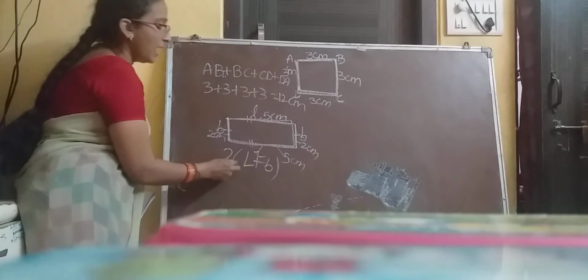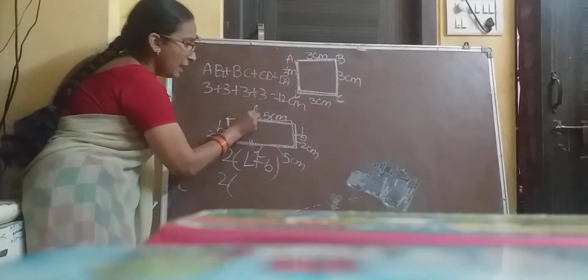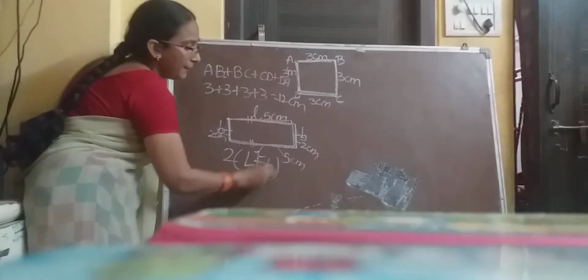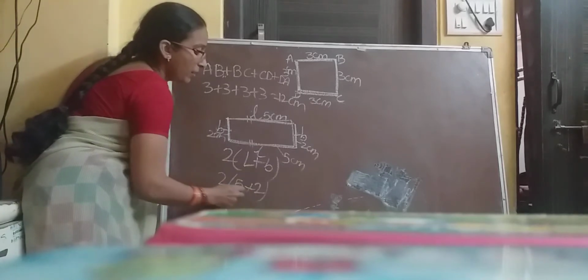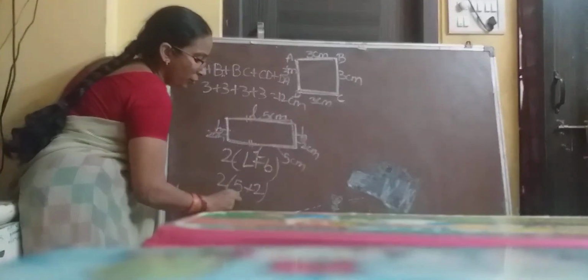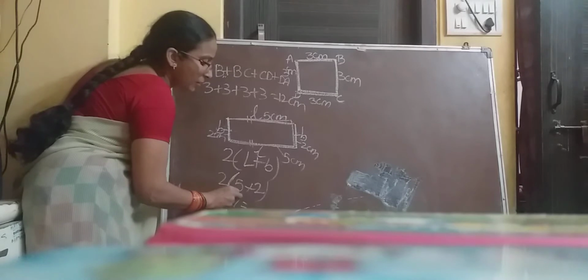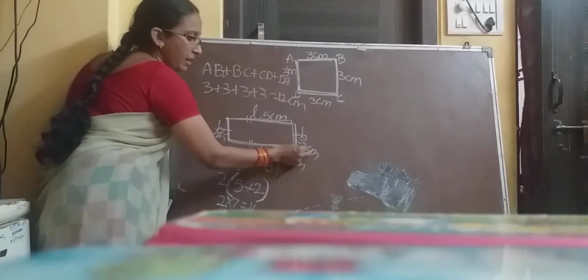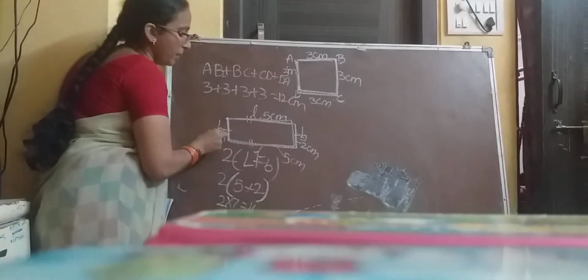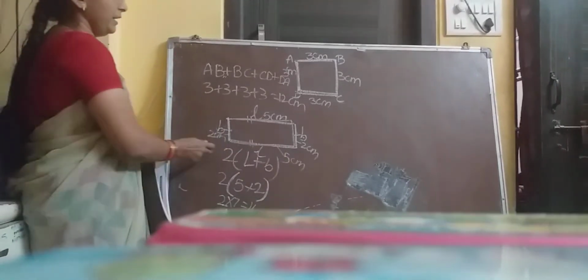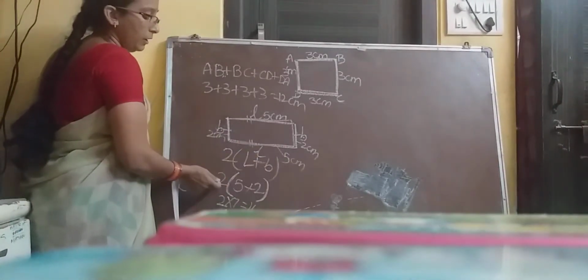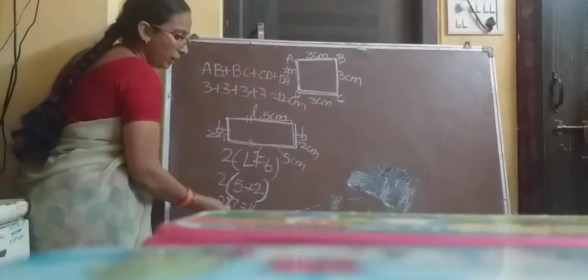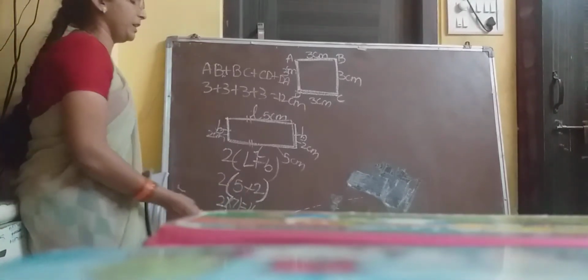What is the answer? 2 into L, how much is L? 5. B is how much? 2. 5 plus 2, 7. 2 into 7 is equal to, brackets mean into, children, 14. Now 5, 6, 7, 7 plus 5, 12, 12 plus 2, 14. Same. That is nothing but 2 into L plus B, 2 into 5 plus 2, 2 into 7, which is 14 centimeters.